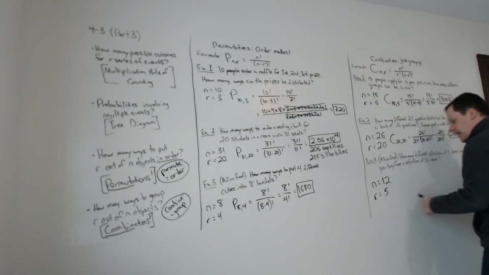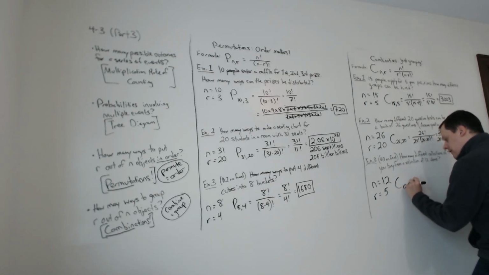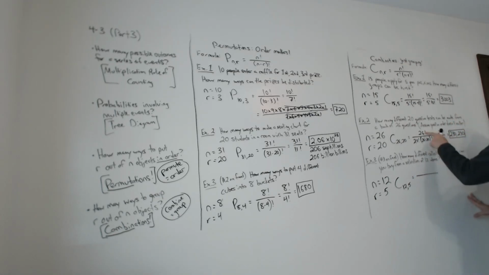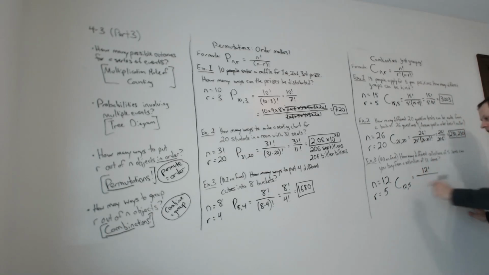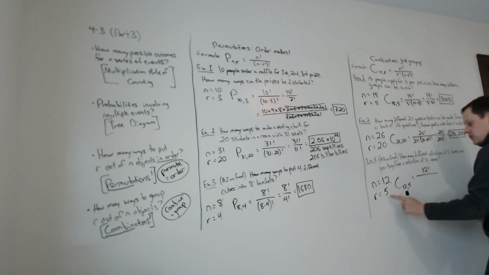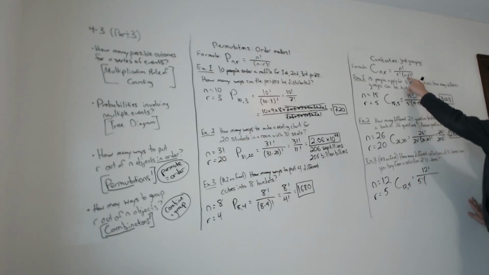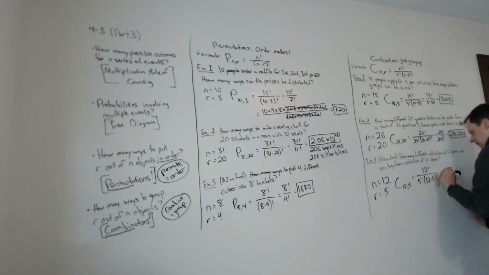N is 12, R is 5. So we want the number of combinations for 12 and 5. N factorial on top, that's 12 factorial. Now on the bottom we've got R factorial, that's 5 factorial, times N minus R is 12 minus 5 factorial. So that's 12 over 5 factorial times 7 factorial.